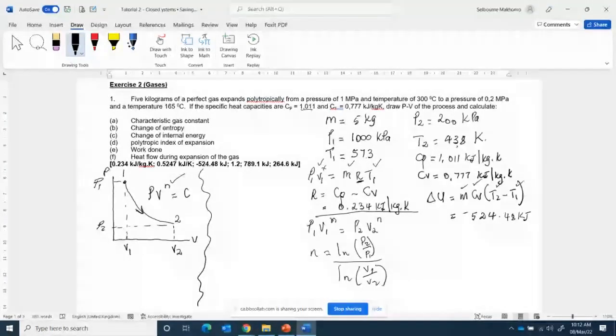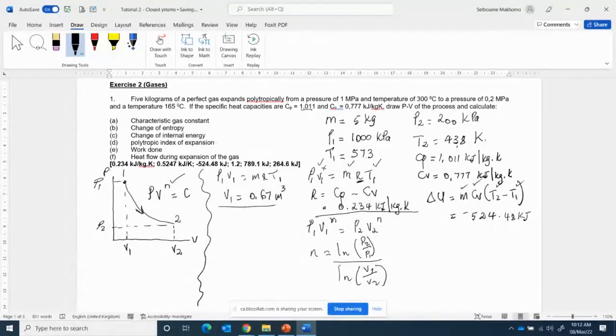Let's start with V1. P1 V1 is equal to mRT1. T1 is given, R is given, m is given, P1 is given. Therefore, V1 is equal to what? V1 is equal to 0.67 cubic meters.